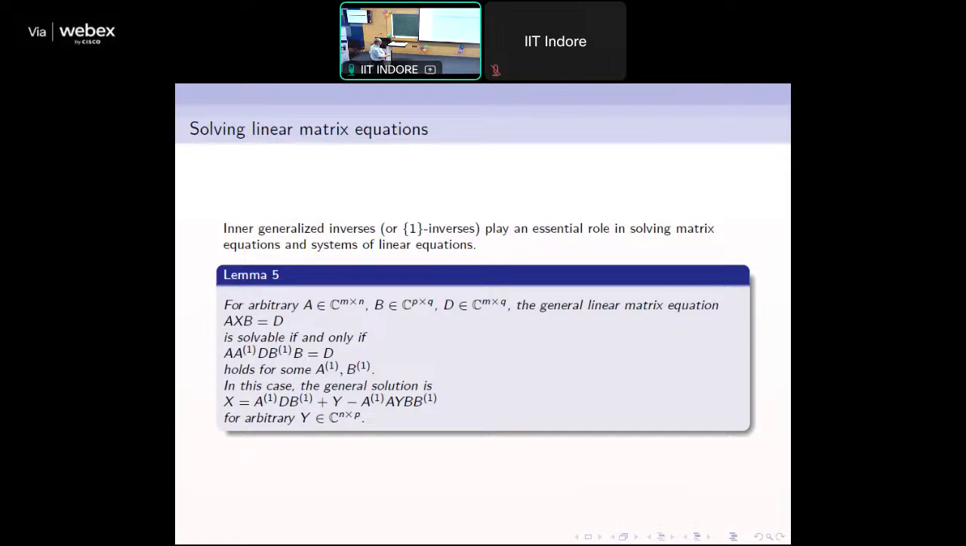If we multiply this X by A from the left and B from the right, what will we obtain? Here we will obtain A A1 D B1 B plus A Y B minus A A1 A Y B B1 B. But A A1 A is A, and B B1 B is again B, and it will be cancelled. And we will obtain only A A1 D B1 B, and it is D.